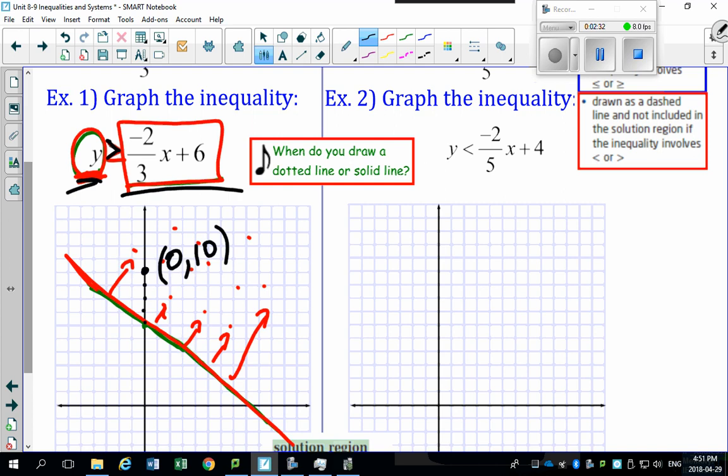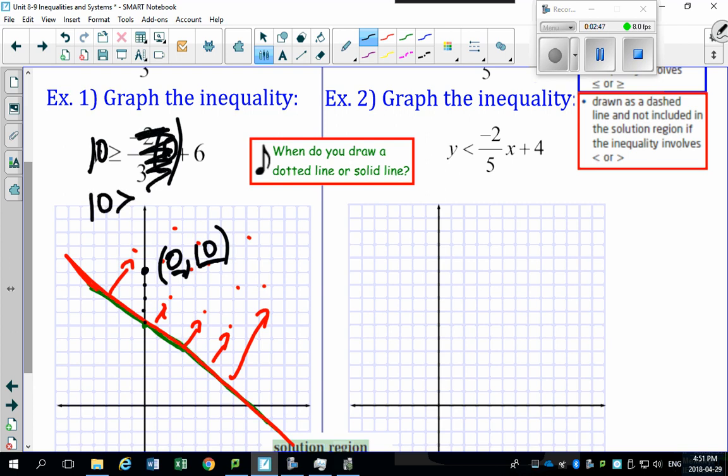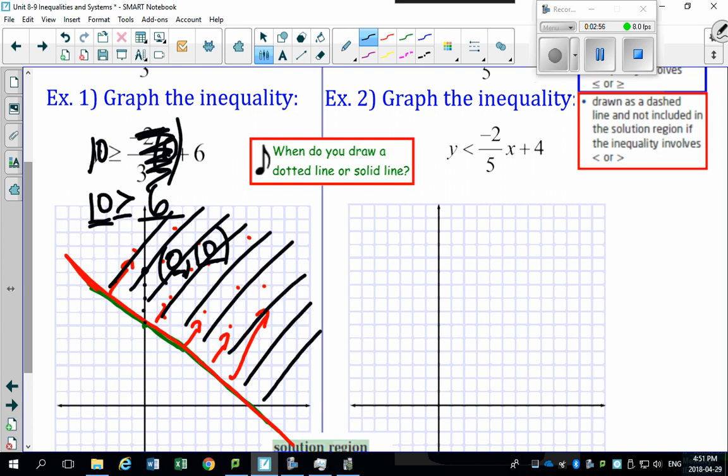Test points work so incredibly well. Let me clean this up a little bit so you can see it. So I'm going to take this 0 for x and put it in here. Well, look at this. This is now 10. Times 0, that's gone. Question, is 10 bigger than or equal to 6? Well, of course 10 is bigger than 6. So guess what? This entire region here will work. And that's what we do. We draw a nice solid line like this and shade the area. That works. We proved it by using a test point.